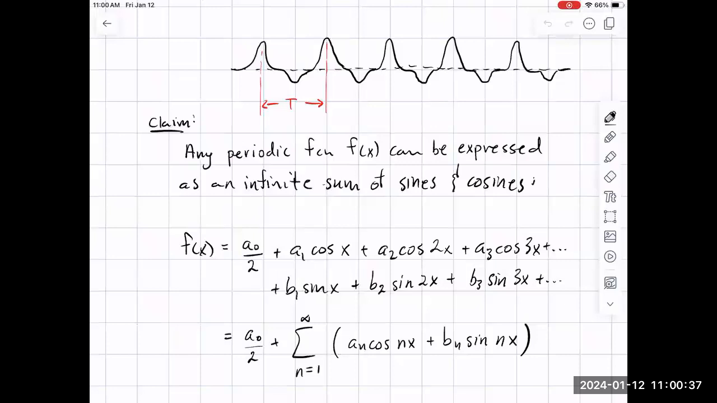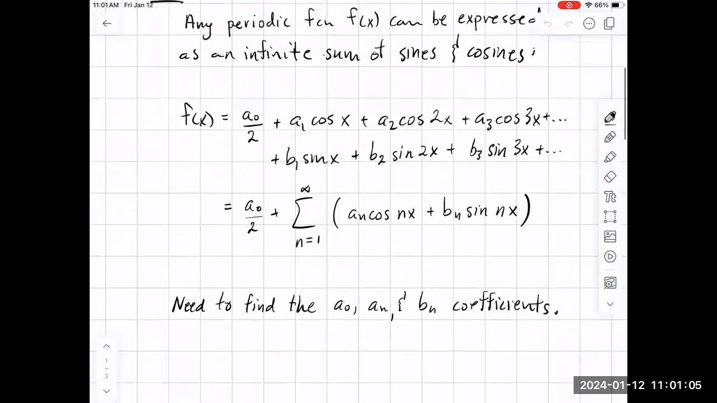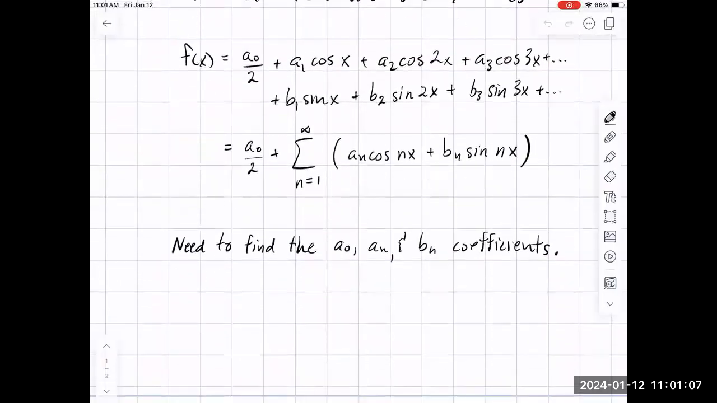And the claim is that we can express any periodic function as an infinite series of cosines and sines. And our task is then to figure out what are the values of all these coefficients, A0, A1, A2, A3, and so on, B1, B2, B3, and so on. There's an infinite number of these coefficients to determine, and we're going to try to find all infinity of them today. Okay, so we need to find those coefficients.